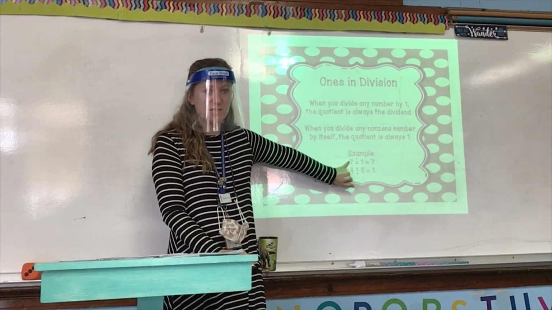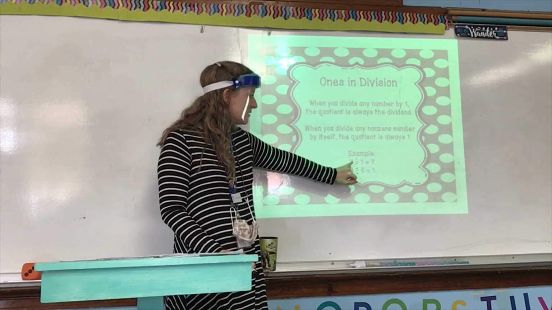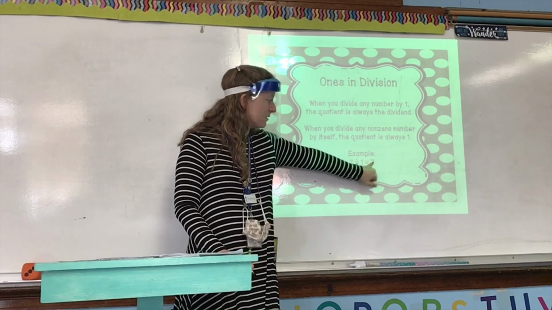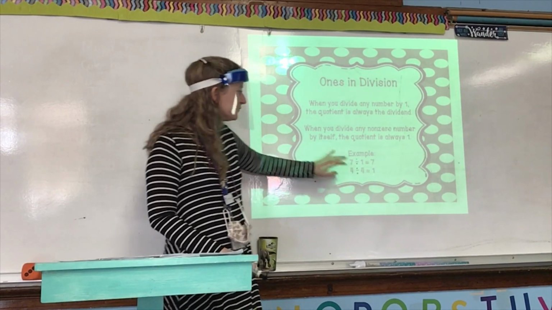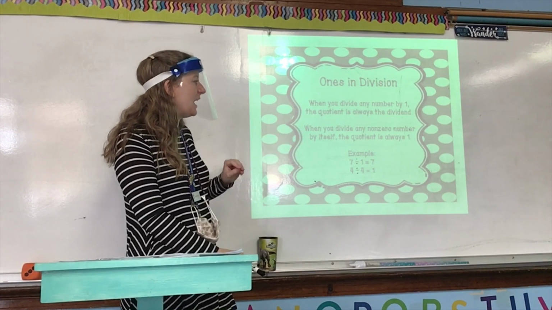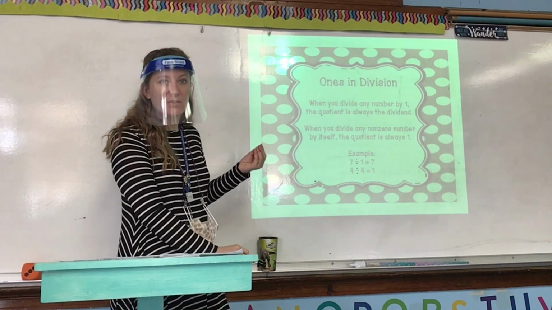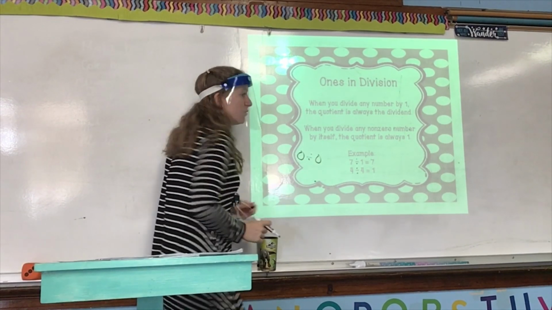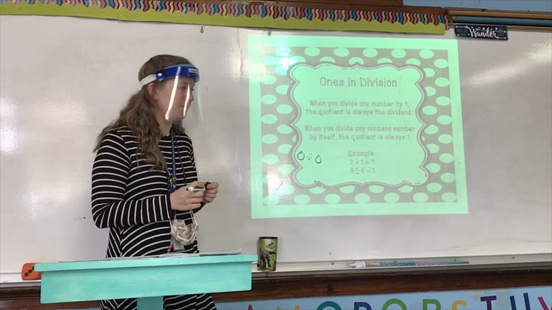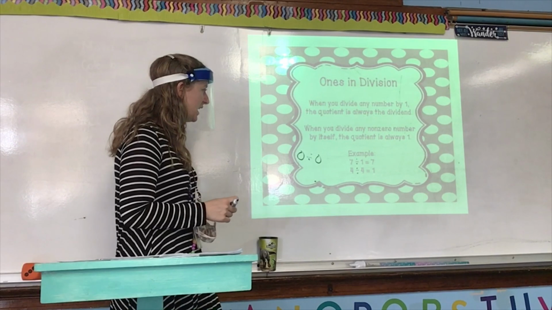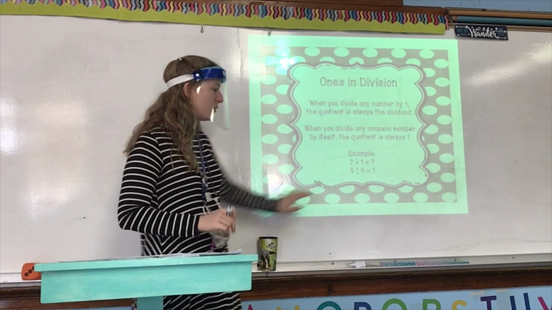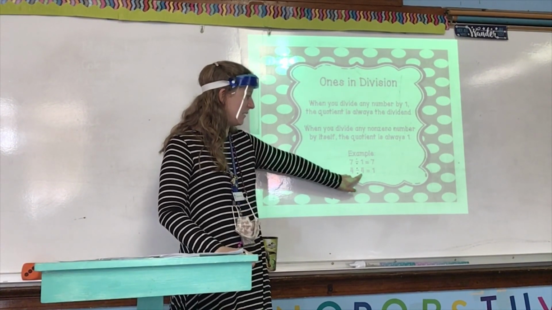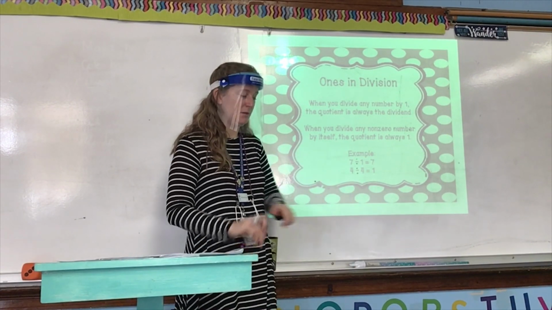So 1's in division says when you divide any number by 1, for example, 7 divided by 1, the quotient, which is the answer, is always the same as the dividend. That's the first part of a division sentence. So 7 divided by 1 equals our dividend, which is 7. When you divide any non-zero number, that means a number other than 0, because you cannot have 0 as a divisor, by itself, the quotient is always 1. 4 divided by 4 equals 1.